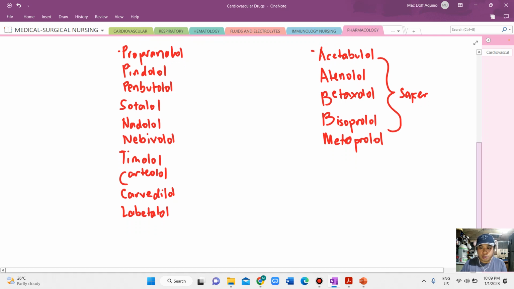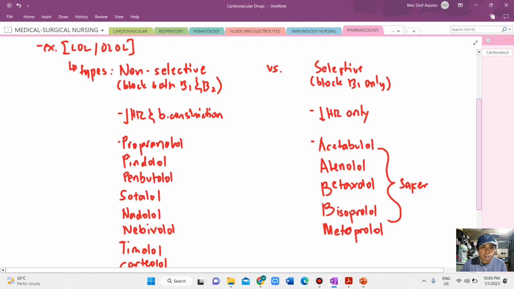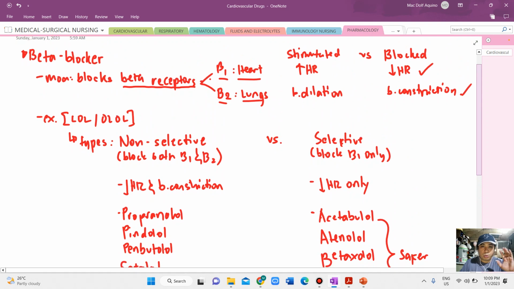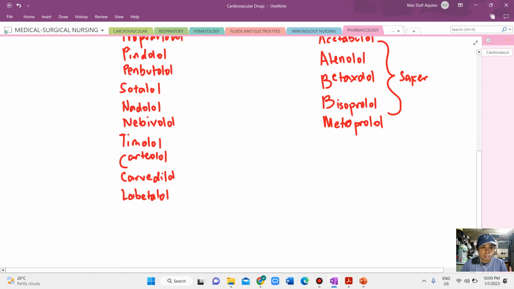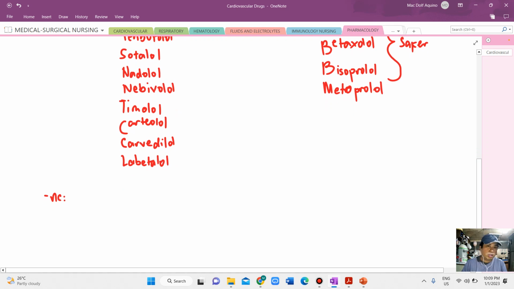We're done with the examples of this drug. Still we're talking about your beta blocker. We're done with the mechanism of action and the examples. Let's now proceed to your nursing consideration. What is therefore our nursing consideration when you're giving your beta blockers?